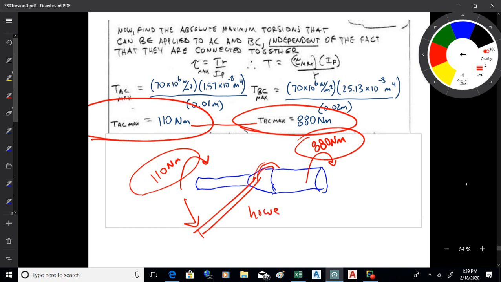So if you're putting this into your notes, make a note here because it might confuse you later. However, the 110 Newton meters and the 880 Newton meters will not occur simultaneously, okay?